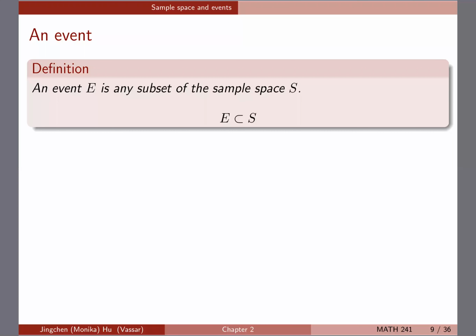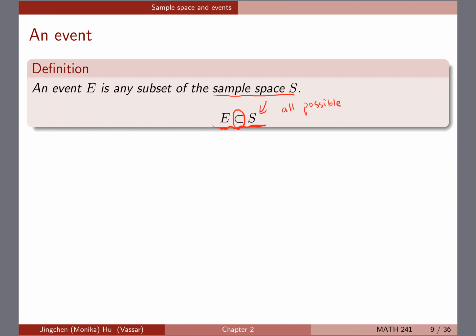After covering sample space, let's look at event. Definition: an event E is any subset of the sample space S. So this is probably new notation for some of you, and we use this to represent that E is a subset of S. Okay? Keep in mind, S was the sample space. That's all possible outcomes.